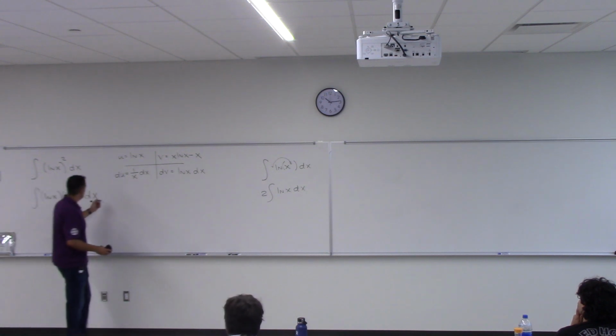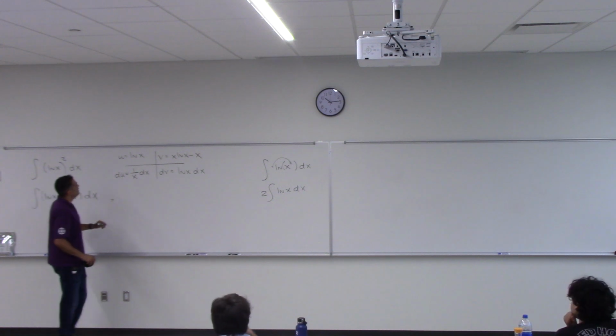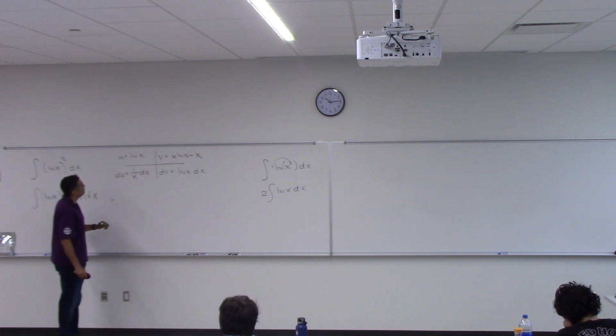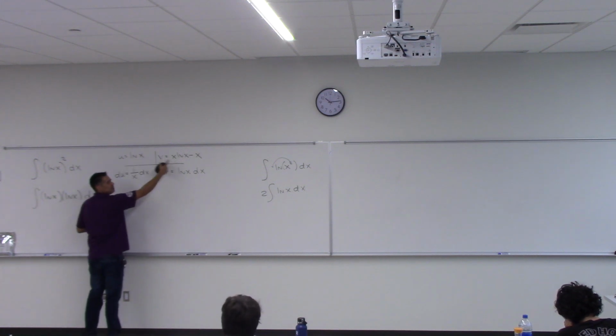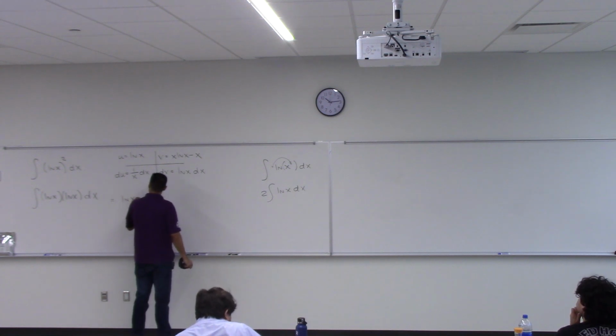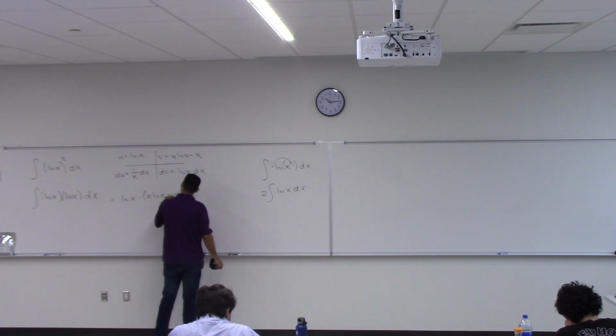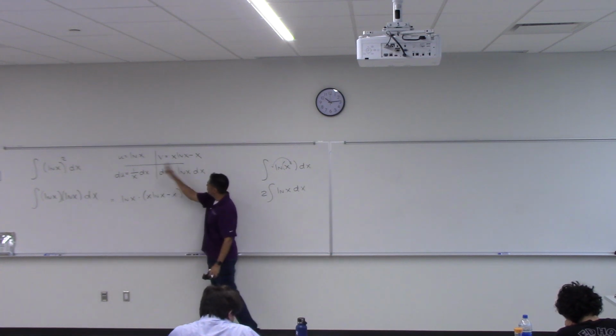Okay, so here's where we are. We have this equals, right? This equals uv, right? uv. So this times this. I'm going to write that down. Natural log x times, I'm going to put it in parentheses, x natural log x minus x. Okay, so that's uv.